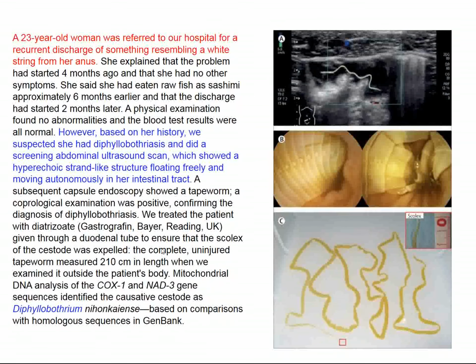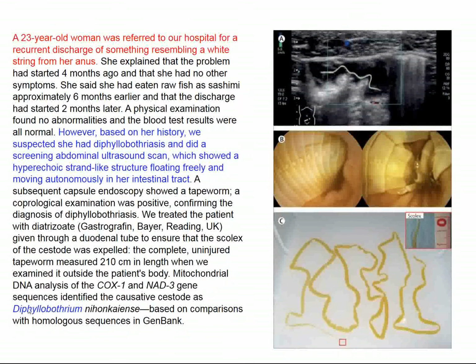And the fish tapeworm has the genus Diphyllobothrium. And the fish tapeworm that's seen in Europe is seen mostly in Finland. That's called Diphyllobothrium latum. But here, this Diphyllobothrium is endemic in Japan. So the doctors had to figure out, how do we get this entire tapeworm expelled? And I was interested in what they did.